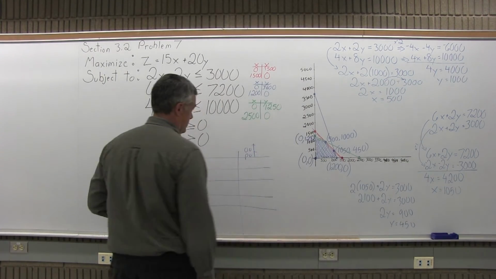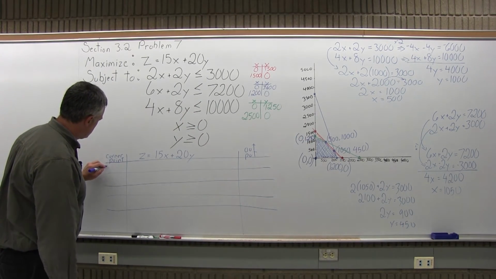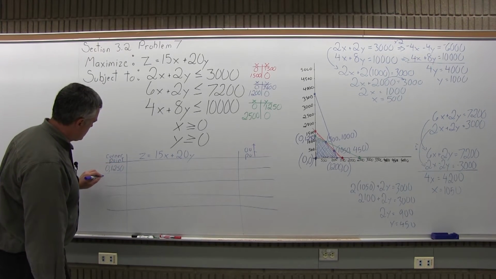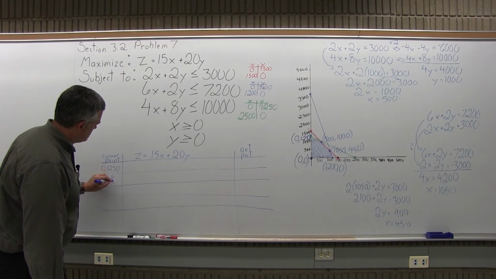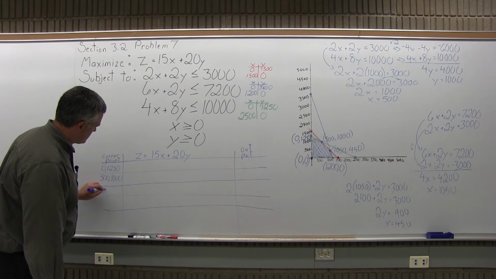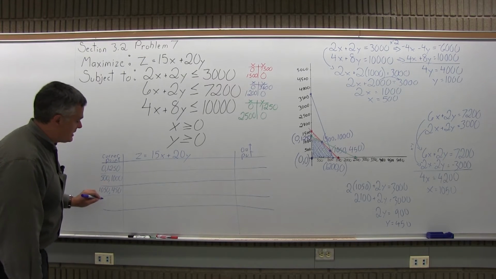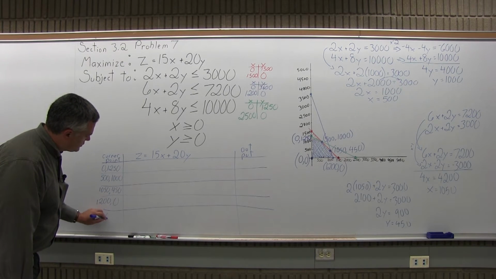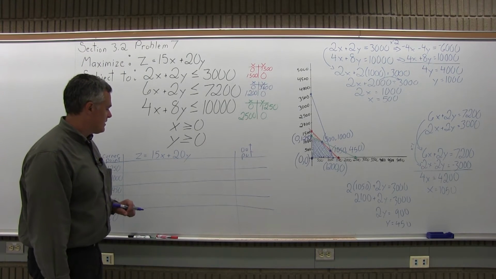You can list the corner points in any order. I'll start with 0, 1,250 and work my way right around. So one corner point is 0, 1,250. The next one going around my feasible region is 500, 1,000. The next corner point I'll put in my chart is 1,050, 450. The next one is 1,200, comma 0. And the last one is 0, 0. Again, I know 0, 0 can't possibly be the maximum, but I'll put it in my chart.